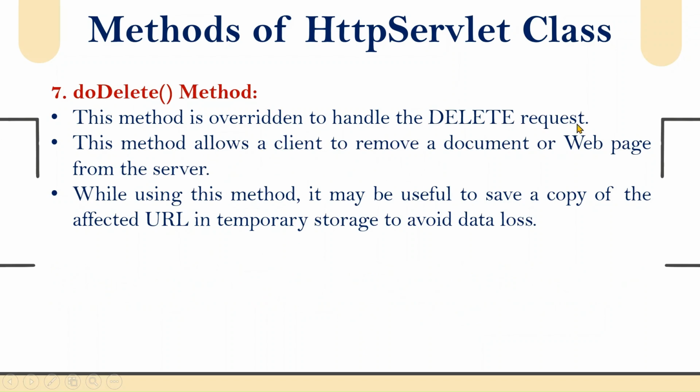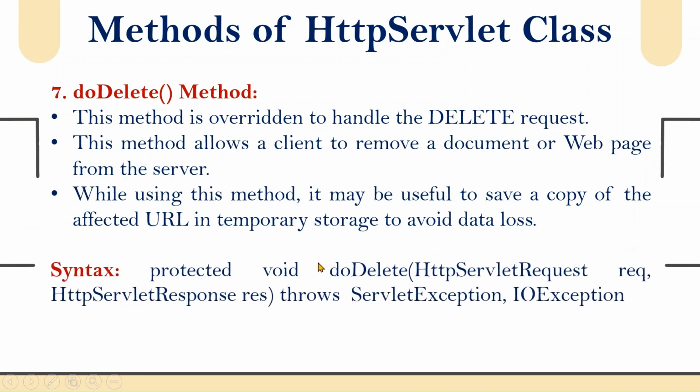Then doDelete. This method is overridden to handle the delete request. It allows a client to remove a document or a web page from the server. If you want to delete any of the files from the server, you can call the method doDelete. While using this method, it may be useful to save a copy of the affected URL in temporary storage to avoid data loss. So before deleting, you can save a copy for future reference, then delete. The syntax is protected void doDelete, and the rest is the same.